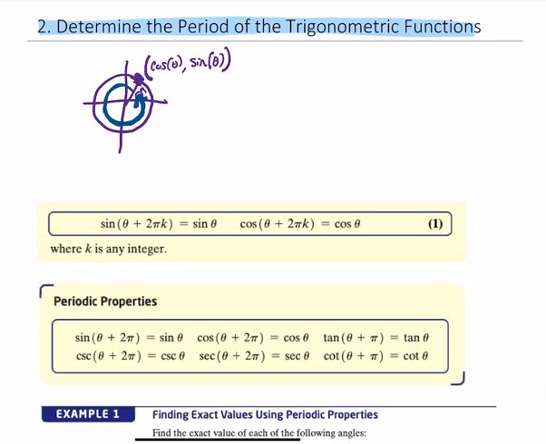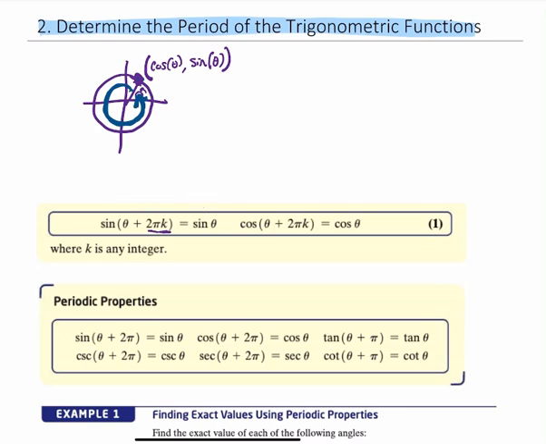The sine of some angle is equal to the sine of that same angle plus some multiple of 2 pi. Here k is any integer, so you could go around more than once. We could go around once and then again. We could go around as many spins as we want to and land on the same point.